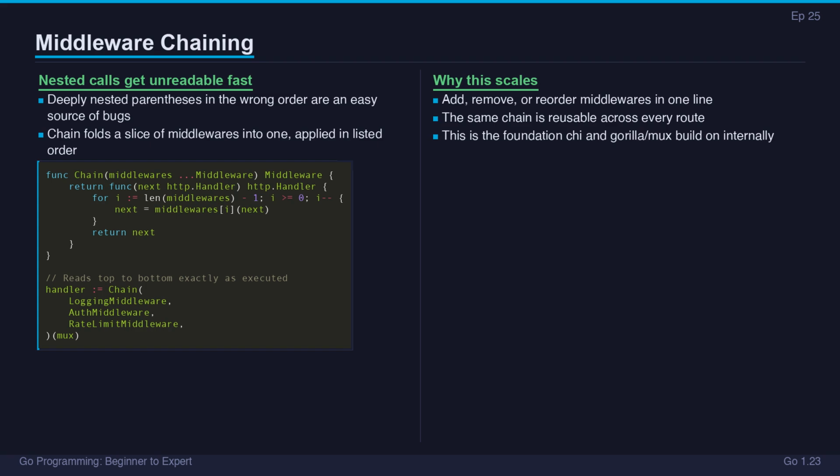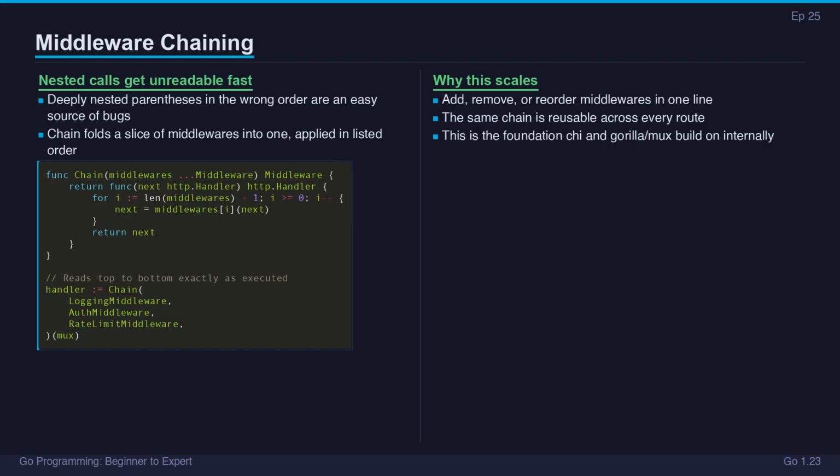Nesting function calls by hand gets unreadable past 2 or 3 middlewares. Deeply nested parentheses in the wrong order are an easy source of bugs. The fix is a small helper. Chain takes a variadic list of middlewares and returns a single middleware that applies them in the order you listed them, by folding from the last one backward.